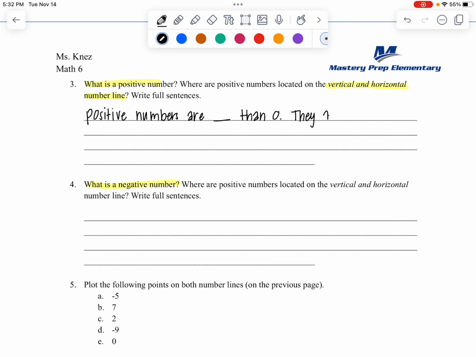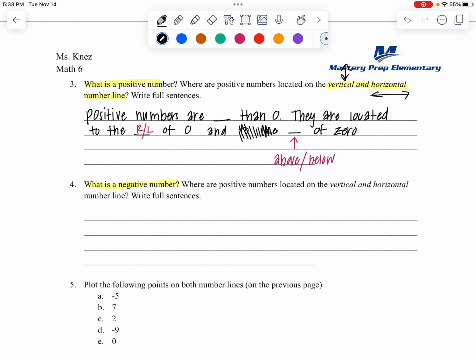They are located to the blank of 0. So in this blank, I would put right or left, and to the blank of 0. So in this blank, I would put above or below. And so I guess we don't really need the "to the." We could just write "above or below," because they're asking you to describe where the positive numbers are on a vertical. So remember, vertical is up and down, and a horizontal number line.